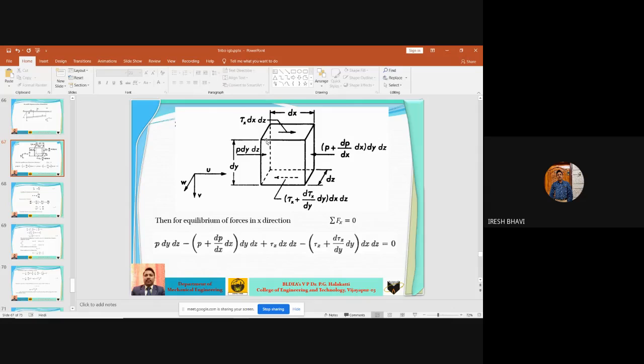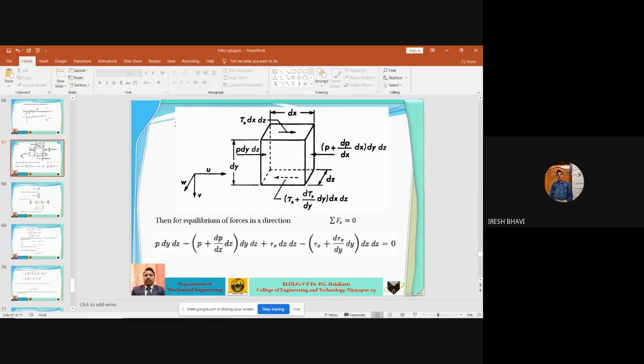Okay, now similarly, as on the top surface it is tau x dx dz, on the bottom surface you have to take again differential change due to the distance dy. See here, tau x plus d tau x by dy into dy. This is change in tau x due to change in the distance dy. Okay, into its area, the area on which it is acting is dx into dz. So these are all the forces we have represented which are acting in x direction.